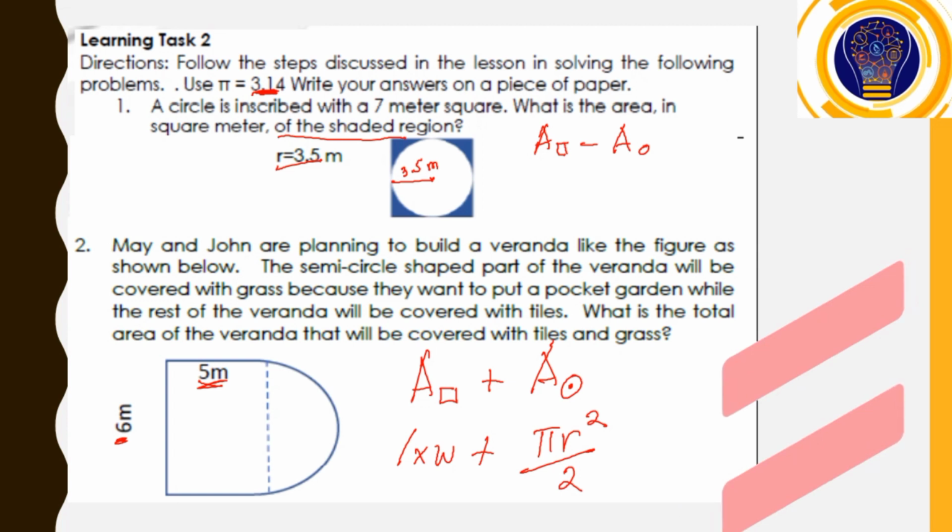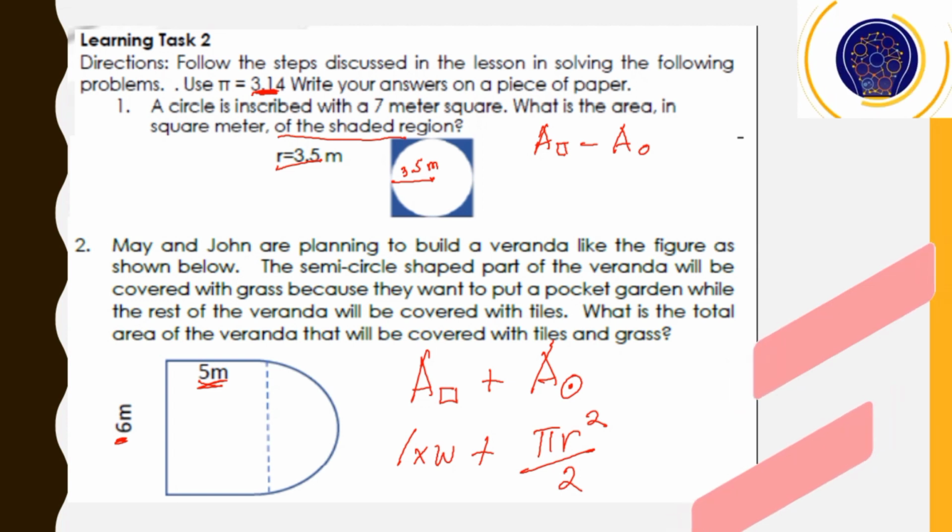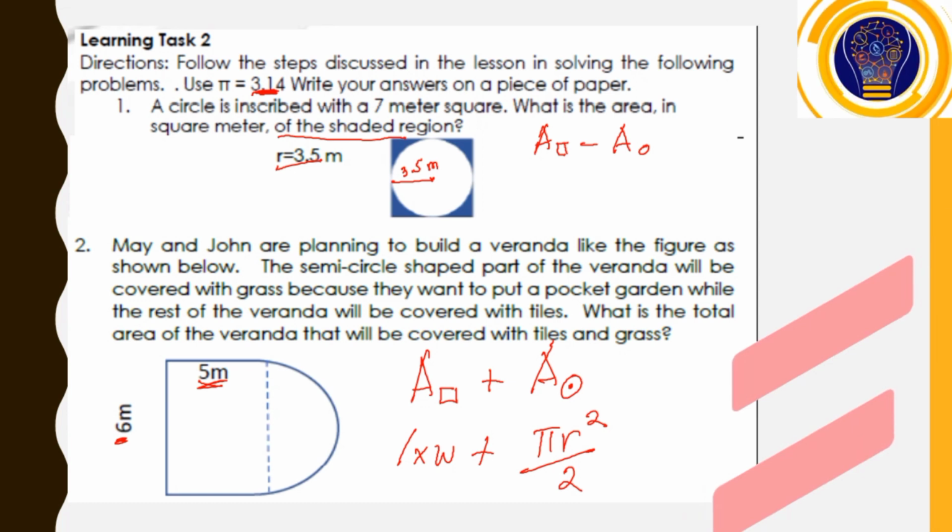What is the area in square meter of the shaded region? So, ang tinatanong yung nakikita nyong blue. So, paano nyo kukunin yan? Yung radius daw ay 3.5. Simula dito hanggang dito, 3.5 meter. So, dalawa yung kukunin nyo. Area ng square minus area ng circle. So, para makuha mo yung area ng shaded region.